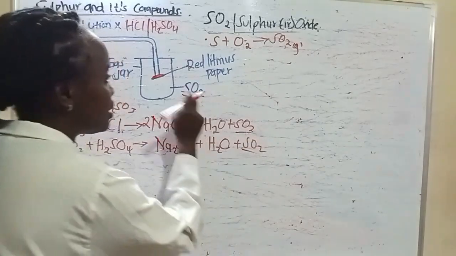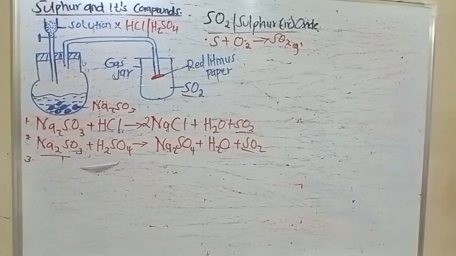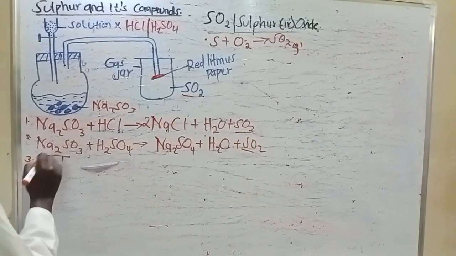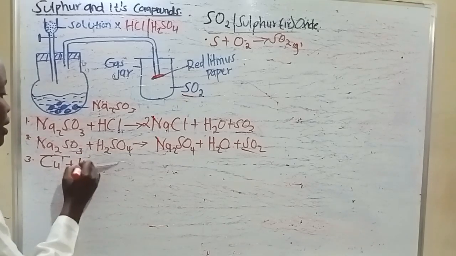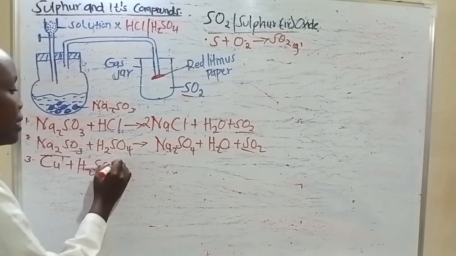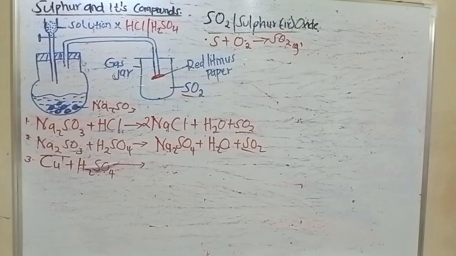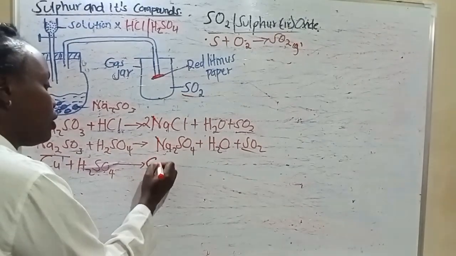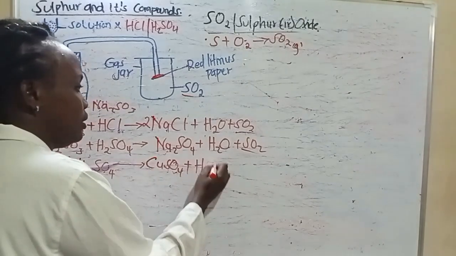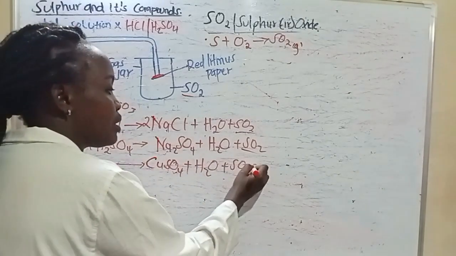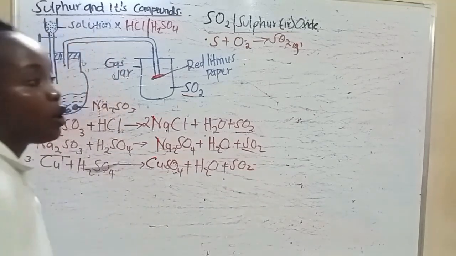Now, the other method that you can use in preparation of sulfur dioxide gas is by reacting copper with concentrated sulfuric acid, where you're going to form copper(II) sulfate, water, and sulfur dioxide.